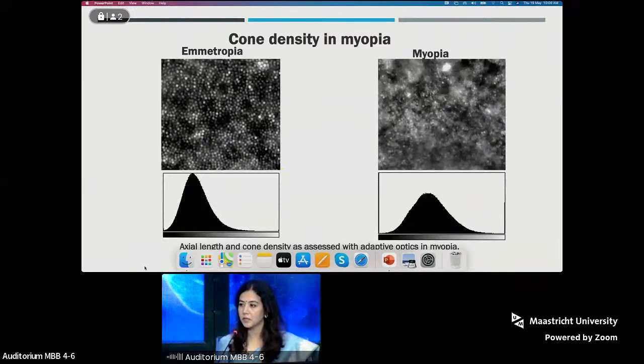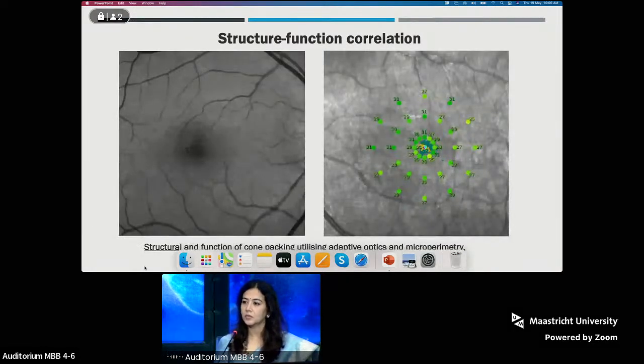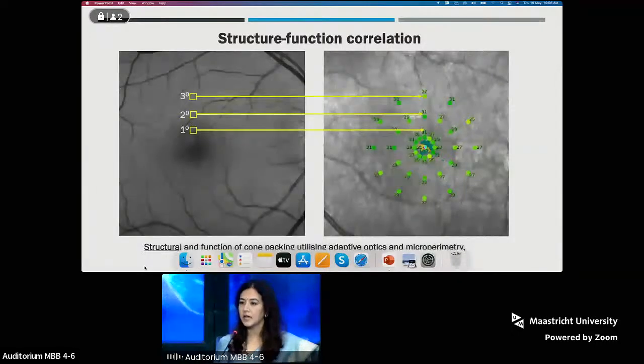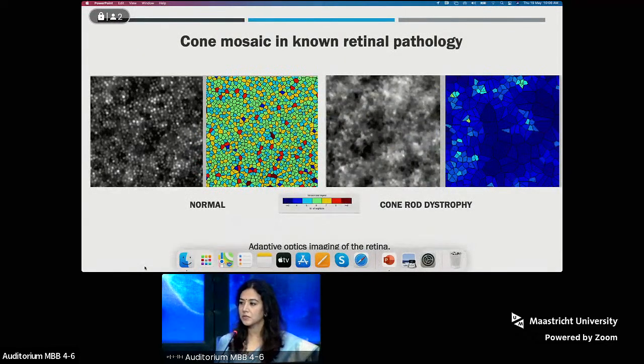Then we further looked at myopic patients where the axial length was longer, and we found that the density dropped as we went further away from the fovea. Now, structure was evaluated. We compared it with function and looked at the structure-function correlation, whether a higher cone density related to increased retinal sensitivity. This was evaluated by using a functional tool called microperimetry. And we found that there was a drop in the sensitivity as you went further away from the fovea as the cone density decreased.